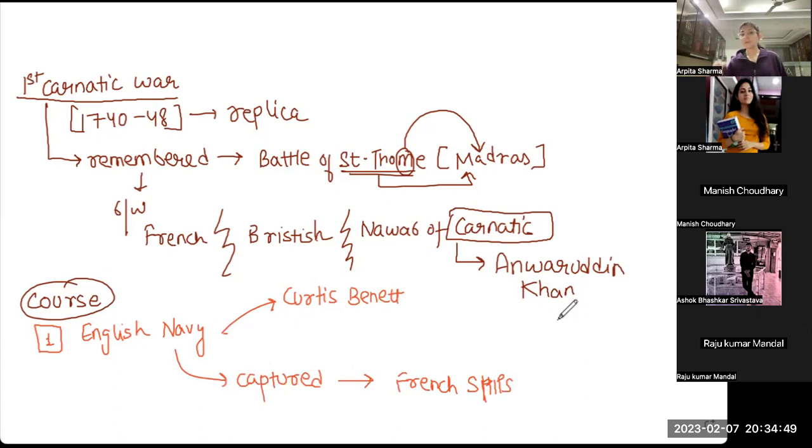Why? To provoke the French, because already a fight was happening internationally. That is why in India also, the French and the Britishers had the same mindset. There was an international fight going on.